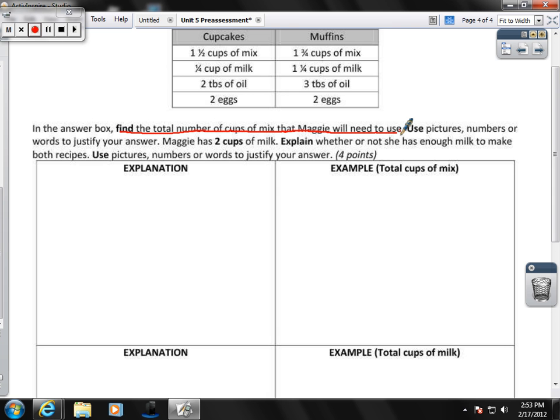And then part 2 is Maggie has 2 cups of milk. Explain whether or not you think she has enough milk. So let's go ahead and do our example for the total cups of mix. I know that she has 1.5 cups of cupcake mix. And I know that she has 1 3/4. So I can do this in a couple of different ways.